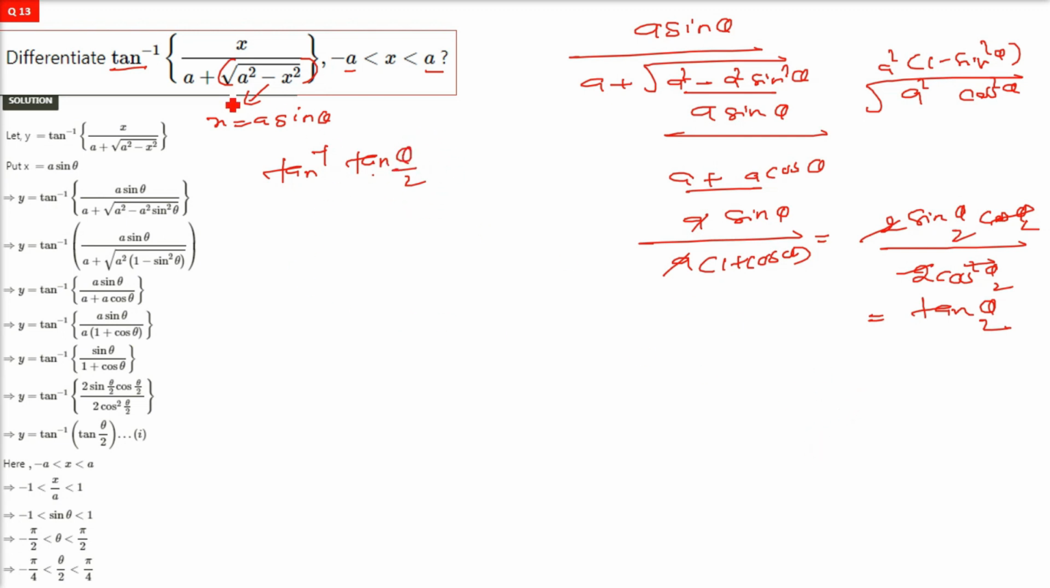Theta by 2 differentiation. Theta you just replace by sin inverse x by a. But the range is negative a to a, x should be between this. What is x from here? It is a sin theta.